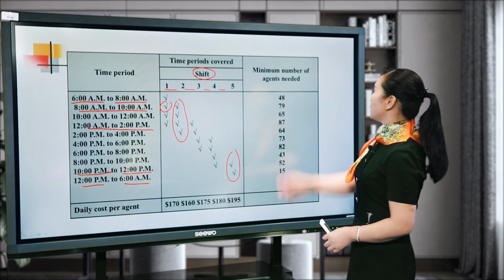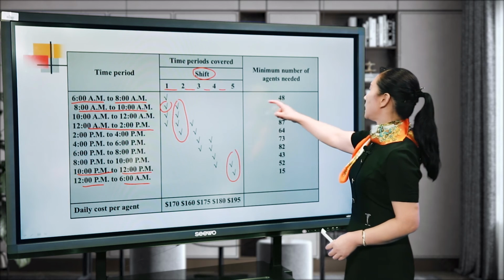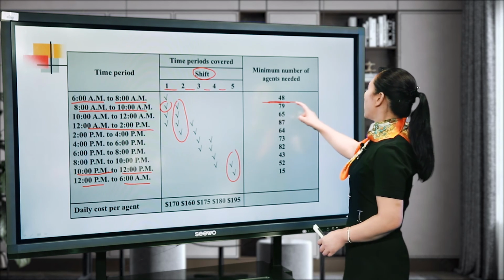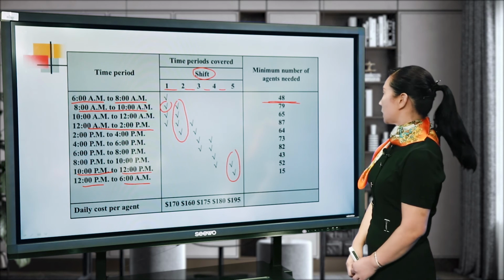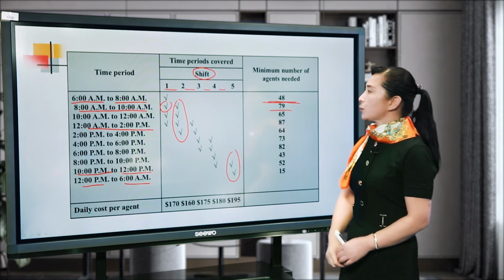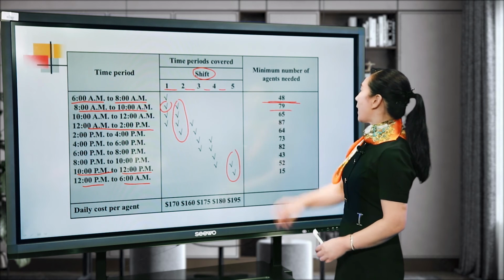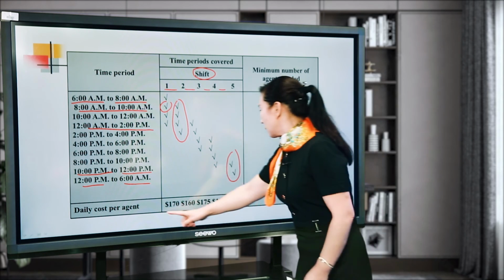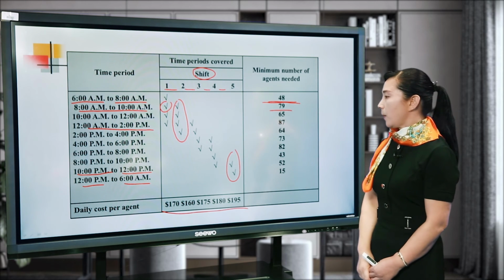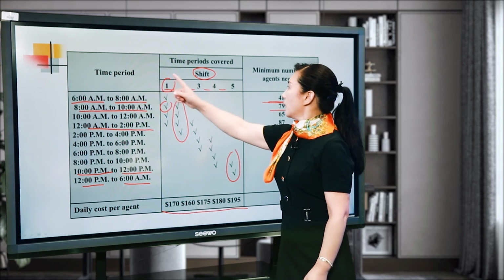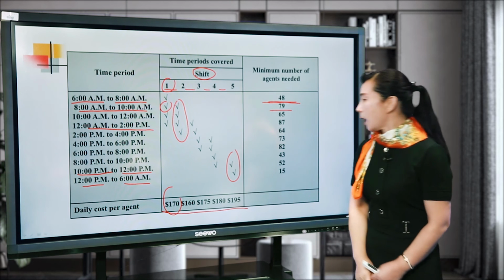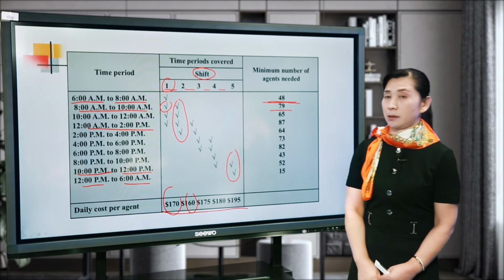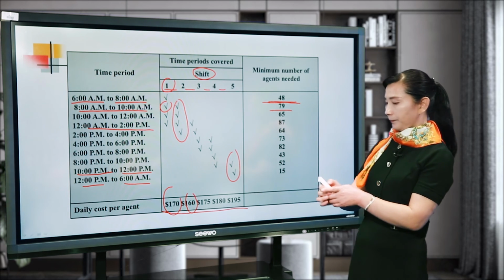And the minimum number of agents needed in each period is: 6 a.m. to 8 a.m. needs a minimum of 48 agents. 8 a.m. to 10 a.m. needs a minimum of 79 agents, and so on. And the last row is the daily cost per agent. Shift 1 per agent is $107. Shift 2 is $116 per agent, and so on.